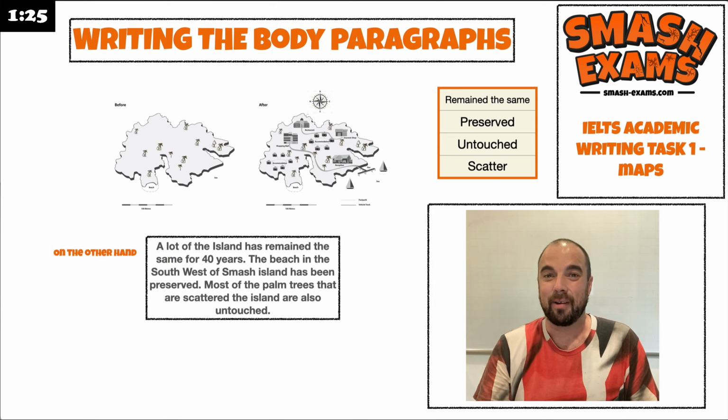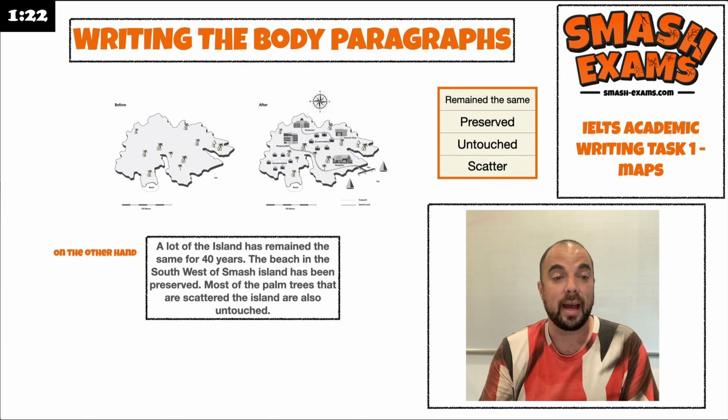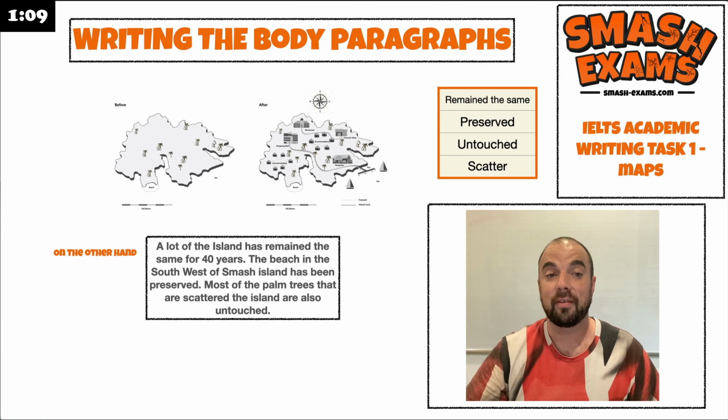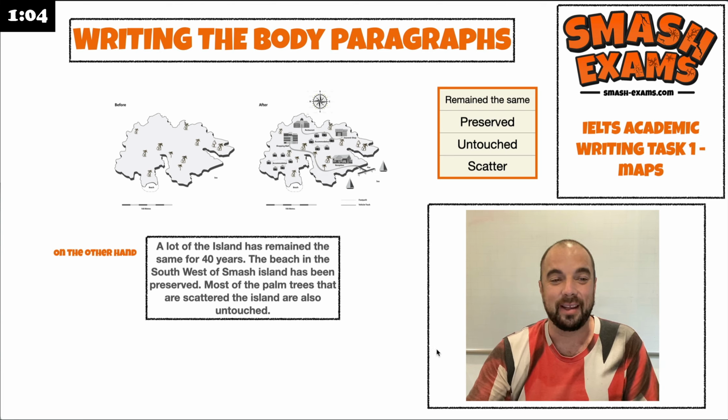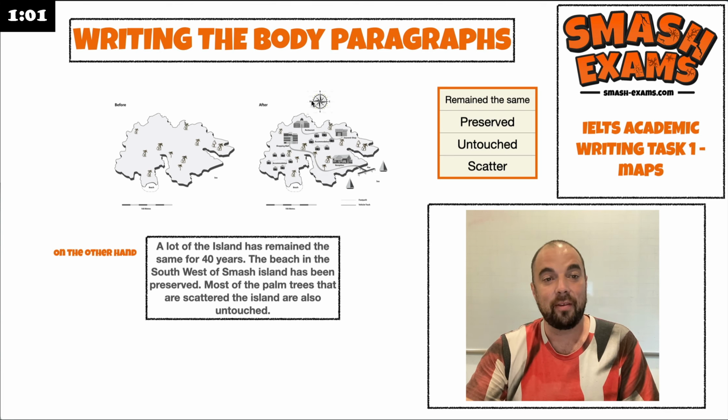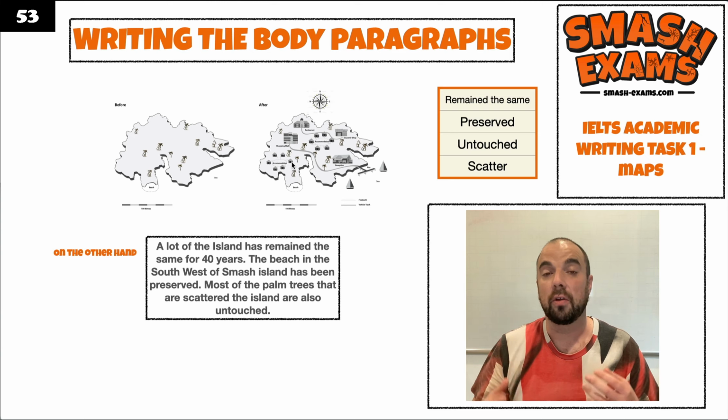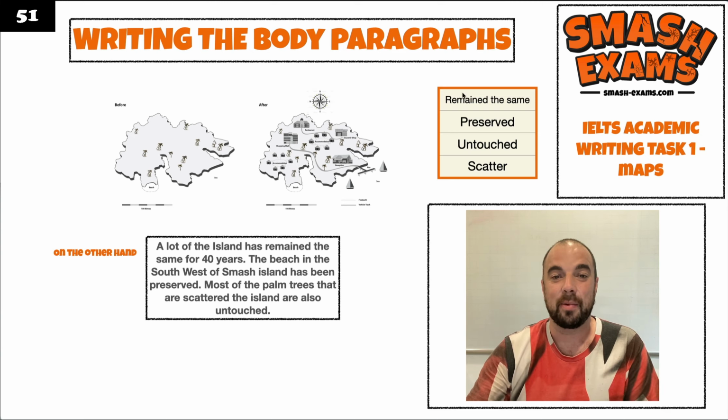So my second paragraph about what's the same is, on the other hand, a lot of the island has remained the same for 40 years. The beach in the southwest of Smash Island has been preserved. Most of the palm trees that are scattered the island are also untouched. So scattered just means strewn about or randomly placed on the island. We've also talked about southwest, which is to the south and to the west, where the beach is, and we're saying it is preserved, which means not changed.